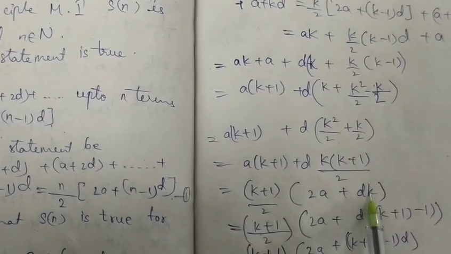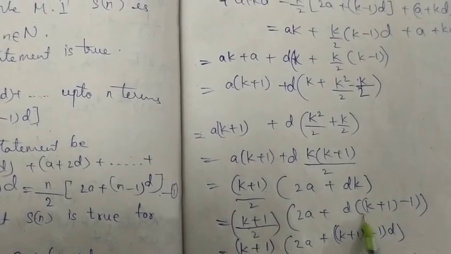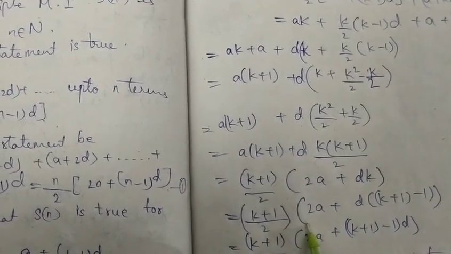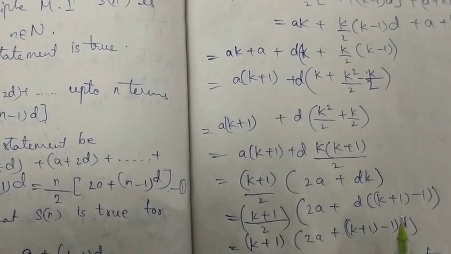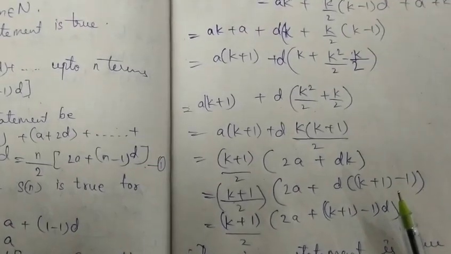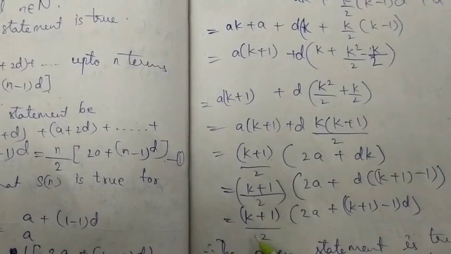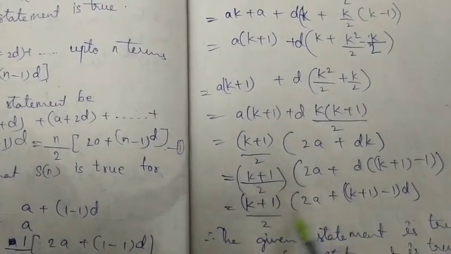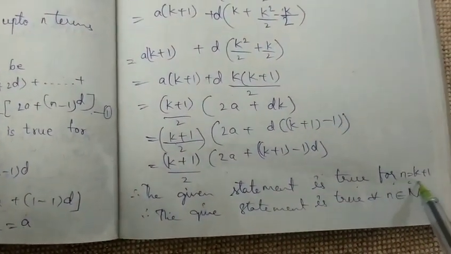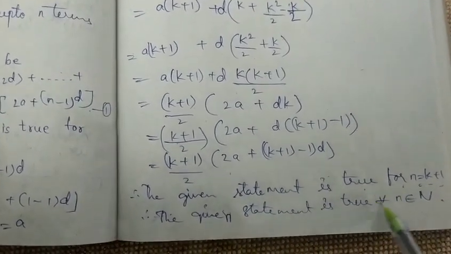Now this k can be expressed as k plus 1 minus 1, okay? Now as you can see, this resembles n minus 1. So we got it as equal to k plus 1 by 2 into 2a plus d into k plus 1 minus 1. Now this is the perfect sum of the k plus 1 terms of the AP. Now we got the solution in terms of k plus 1. Therefore we can say that the given statement is true for n is equal to k plus 1. Therefore the given statement is true for all n belongs to capital N.